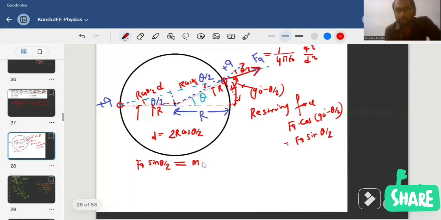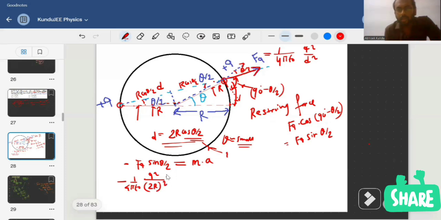We can write that this is equal to mass into acceleration, with a minus sign because it's a restoring force. What is the amount of FQ? 1 by 4 pi epsilon naught Q square by D square. We found D to be 2R cos theta by 2. As theta is a very small angle, we can write cos theta by 2 equal to 1, so D is 2R only. And if theta is very small, then sine theta by 2 is the angle itself, theta by 2. That is equal to m into a.